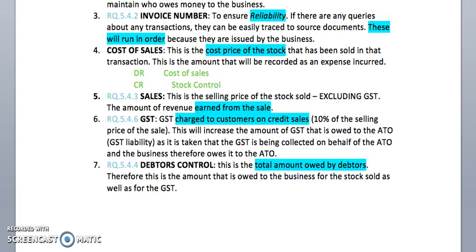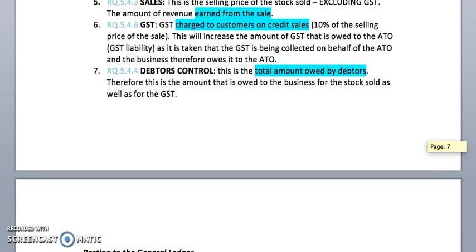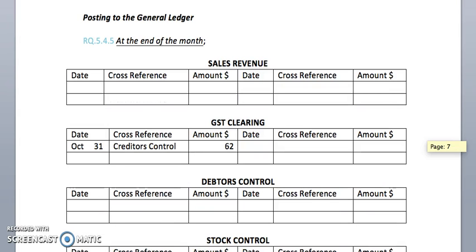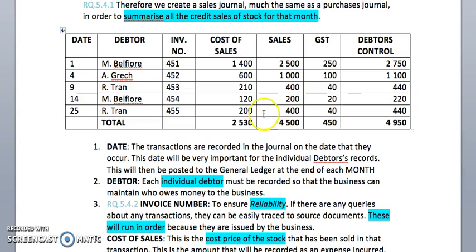Okay, so now we know that we've got all of these sorted. We're going to post it down into these. This is our general ledger. We post it at the end of the month again. So in our sales revenue account, again, each of these names is going to correspond to the heading that's in the sales journal.